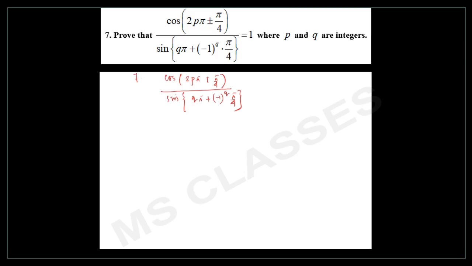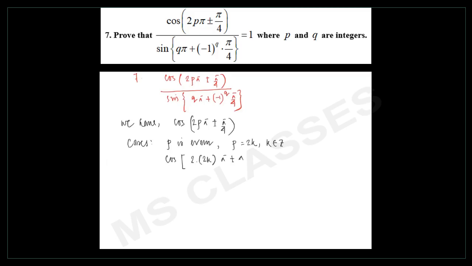So at first we take cos 2p pi plus minus pi by 4. Now children, here we can have two cases. Case 1, p is even. Now when p is even, what we can write? p equal to 2k, where k belongs to the integers. Now here it becomes cos 2 into 2k pi plus minus pi by 4.